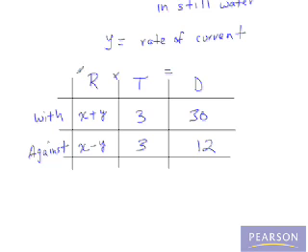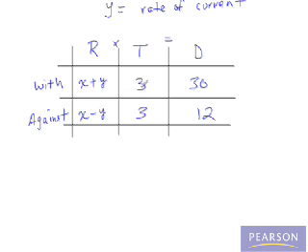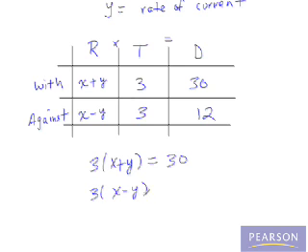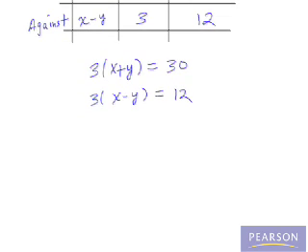So now we can use our rate times time equals distance formula to come up with our two equations. So rate times time equals distance, so 3 times the quantity x plus y is equal to 30, and also 3 times the quantity x minus y equals 12. So here is our system of equations that we need to solve by substitution or elimination.